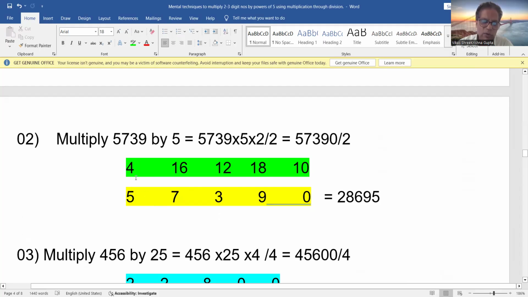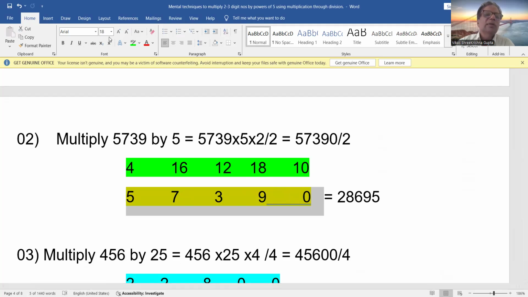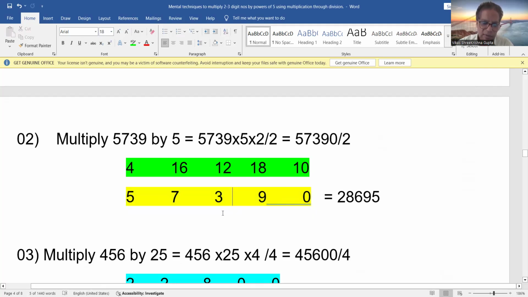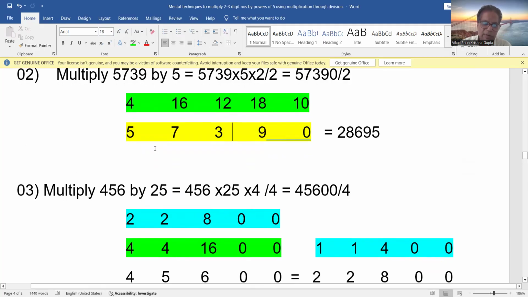2. 4 divided by 2 is 2. 16 divided by 2 is 8. 12 divided by 2 is 6. 18 divided by 2 is 9. 10 divided by 2 is 5. So 28695. I should write divided by 2 over here, I should have divided by 2 over here. Okay, no problem. This number is being divided by 2.